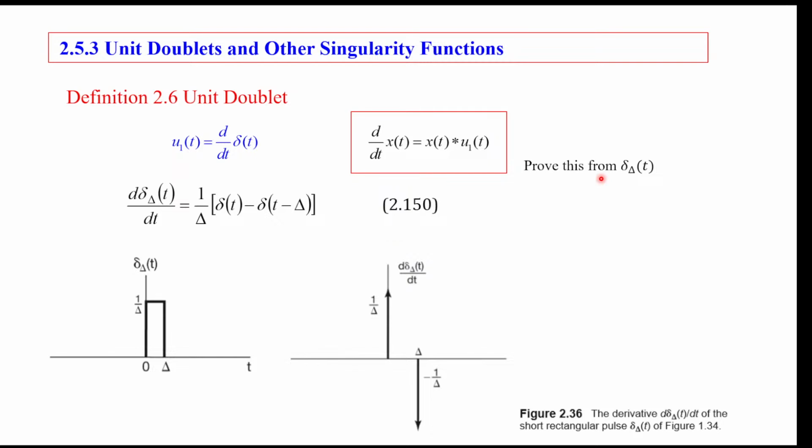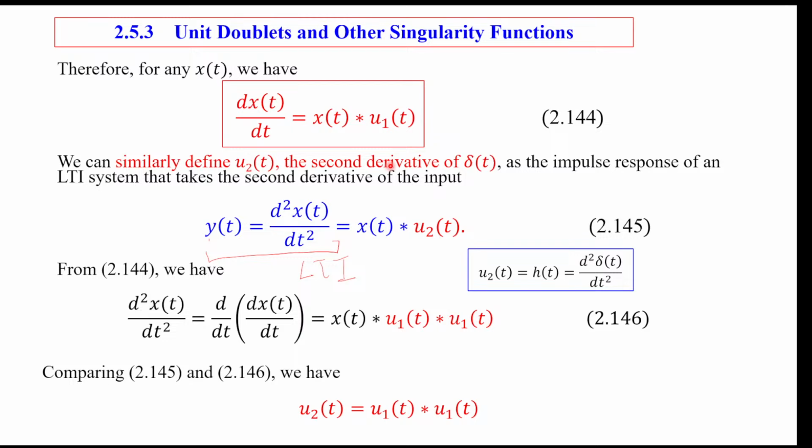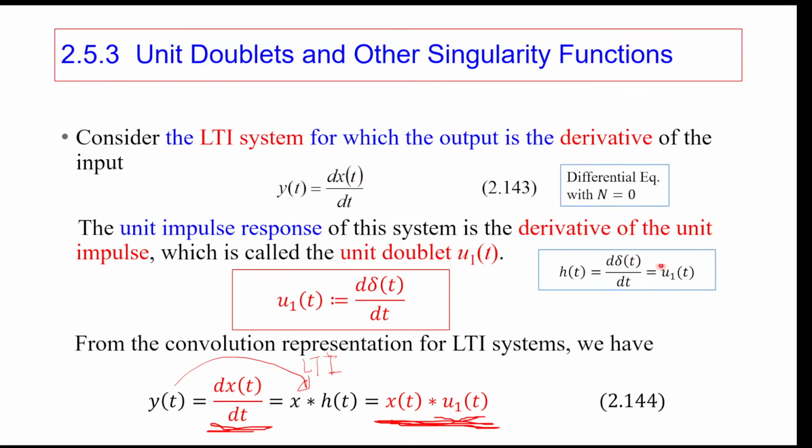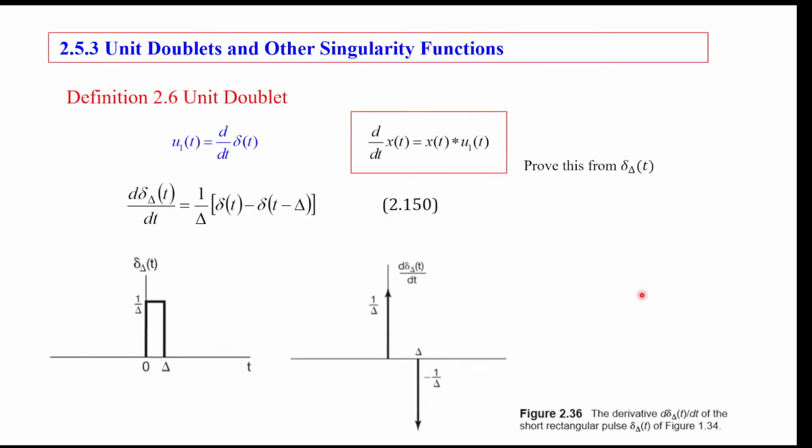And here we try to give a bit of intuition about what u1 of t should look like. Overall, we only have this very abstract definition of u1 of t being d delta/dt. So we try to plot this function, and it's going to be very singular. So we start with the delta subtriangle. We said this delta of t was the limit of this delta subtriangle, taking the limit of triangle going to 0. Delta triangle is this rectangular function with height 1 over triangle.